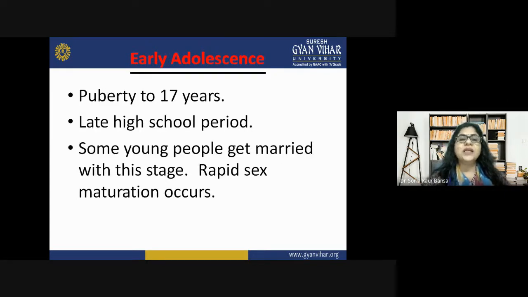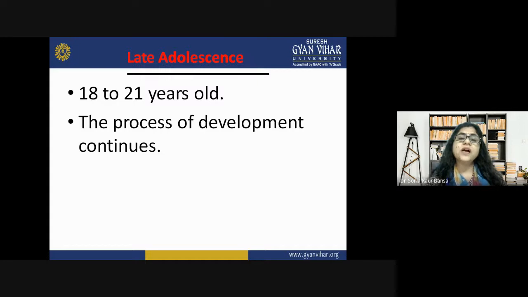Now this comes early adolescence, from puberty to 17 years, and this is the late high school period. Some young people get married at this stage also, and rapid sex maturation occurs. So this is the early adolescence stage. Then comes late adolescence, which is from 18 to 21 years old, and the process of development continues, and many physical, mental, social, and emotional kinds of development go on.